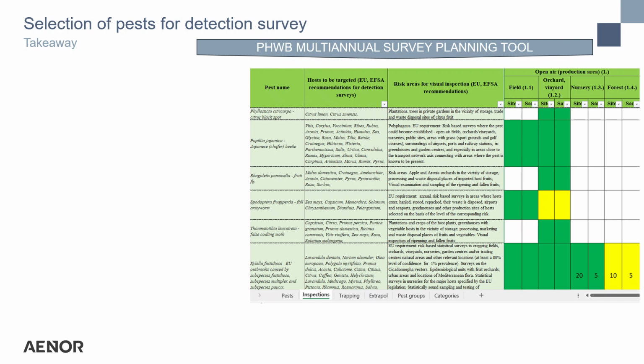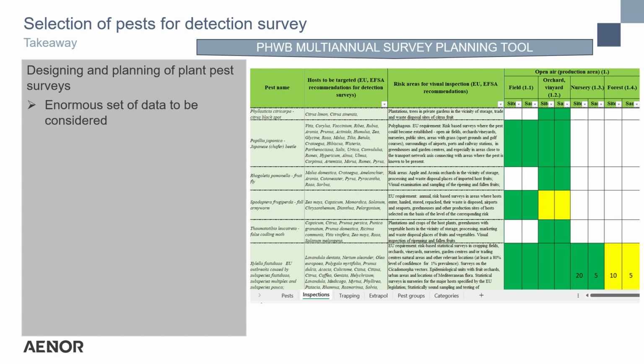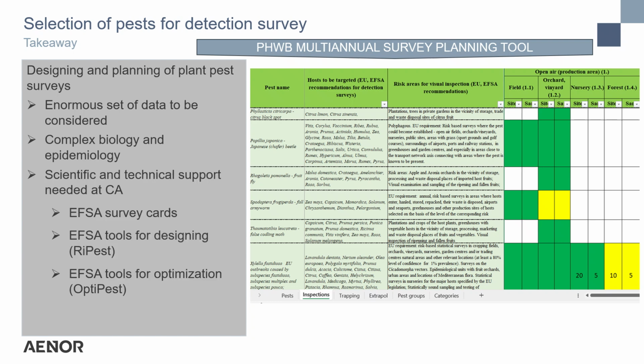As we selected the example of potato brown rot, we need to select other quarantine pests for annual surveys. In our project, a handy tool has been developed to assist in designing and planning plant pest surveys. In the multi-annual survey planning tool, we combined several Excel tables which can support informed multi-annual and annual survey planning. It is used for designing and planning plant pest surveys, where an enormous set of data has to be considered, including complex biology and epidemiology.